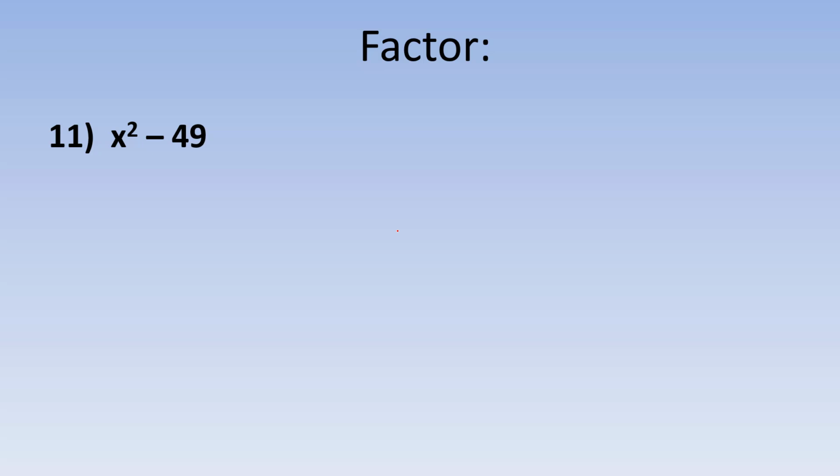So let's factor. Notice I have a square that is x times x. I have a square that is 7 times 7. And I have a subtraction sign. So we have the difference of two squares. X plus 7, x minus 7.